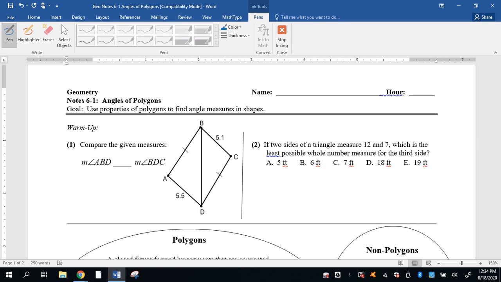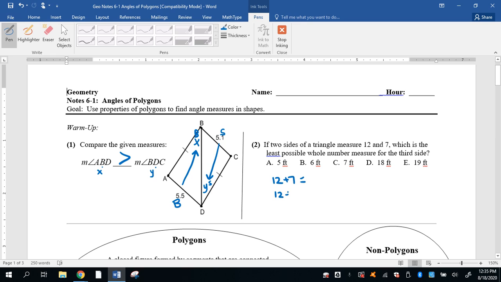All right, so compare the given measures. We have the measure of angle ABD. ABD is this one, let's just call it X. And BDC, from B to D to C, let's call it Y. Since this 5.5 is bigger than 5.1, the bigger angle is opposite the bigger side, and the smaller side is opposite the smaller angle. So we know that X is bigger than Y. Who got that? Excellent.